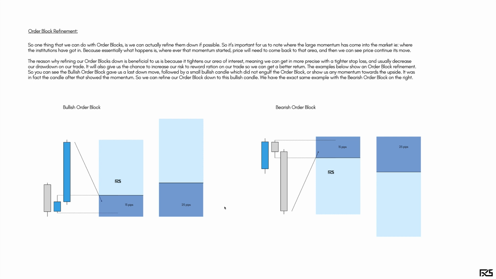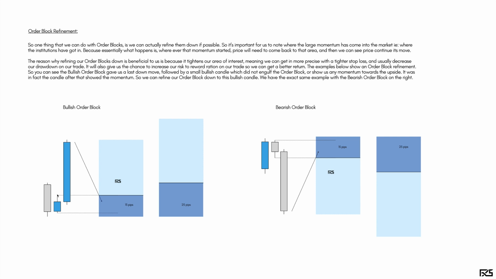Now, the examples below show an order block refinement. So let's start on the bullish order block. What we've got is, this is the last down move before the up move. So this would be our order block. But you can see the candle that followed this one is here, and it's a bullish candle, but notice how it's not showing any momentum or any progression in the market. It hasn't engulfed this order block, meaning it hasn't closed above, showing that momentum. It was in fact the next candle that showed that momentum, engulfed this candle.